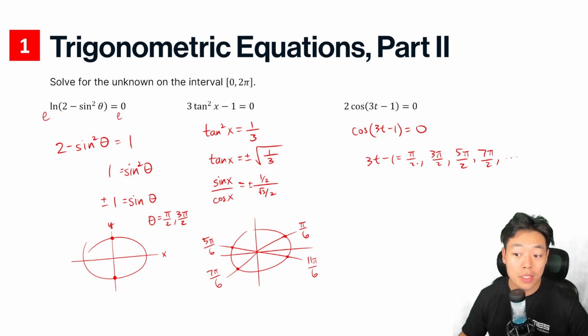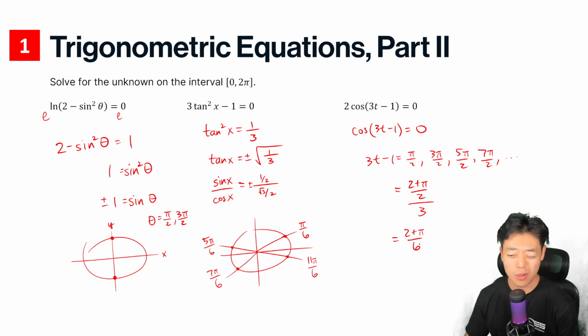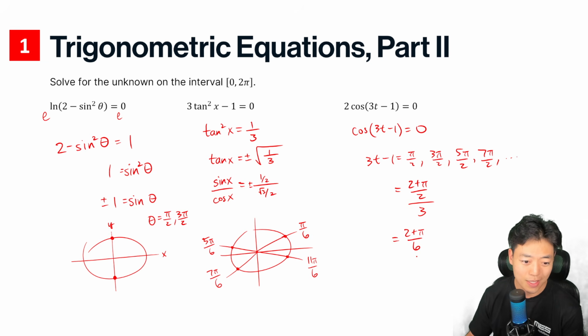Now let's add 1 to both sides, then divide by 3. Well, if we add 1 to pi over 2, that gives us 2 plus pi over 2, and then that all divided by 3. Well, that will give us 2 plus pi over 6. Now let's think about where this is between 0 and 2 pi. 2 plus pi is about 5/6. Let's think about where we get 1. 1 we get at pi over 3.